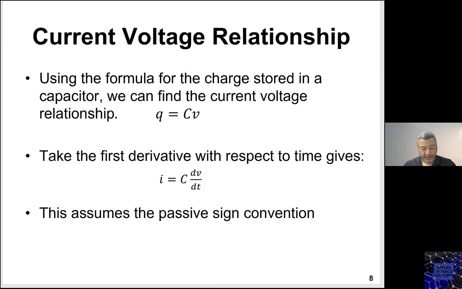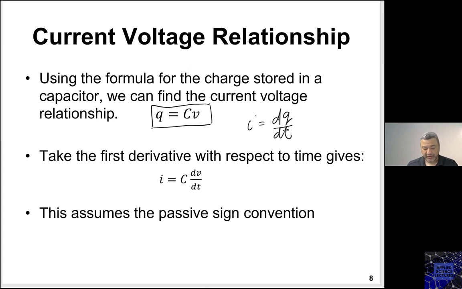Okay, so back to the expression between the charge and the voltage for a capacitor. Q is CV. Always remember this expression: Q equals CV. Now, we have seen earlier that the current is the flow rate of the charges.